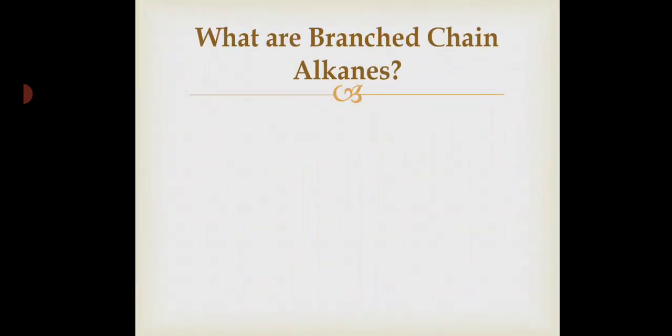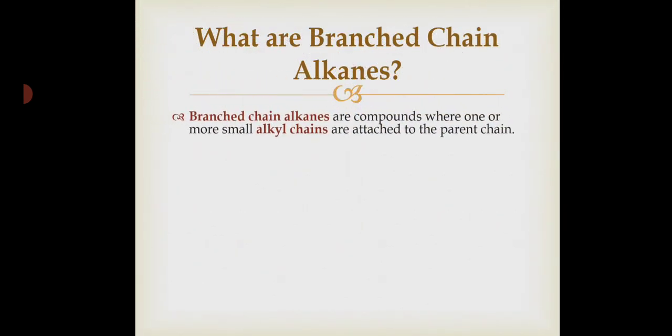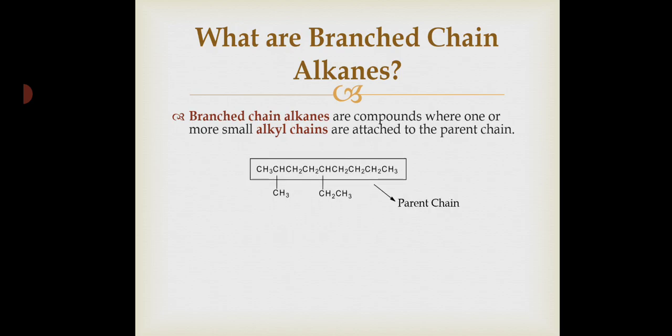Now what are branched chain alkanes? Branched chain alkanes are compounds where one or more small alkyl chains are attached to the parent chain. Look at this example. This is the longest chain in the molecule and so it is the parent chain, and these are the two alkyl groups present in the molecule.